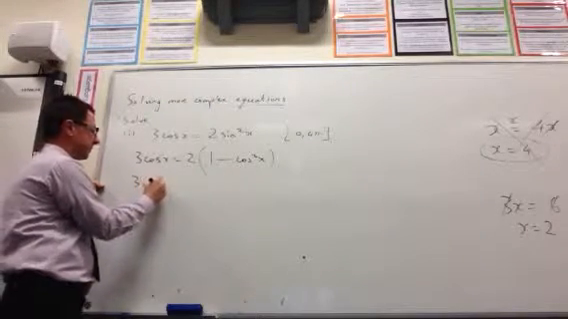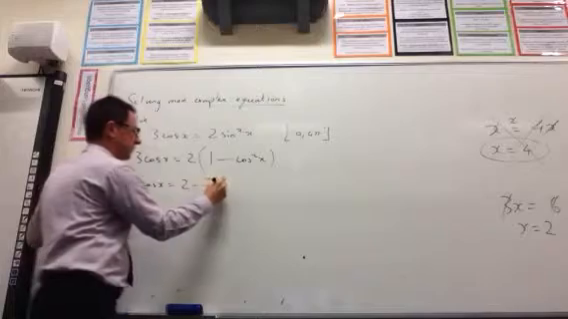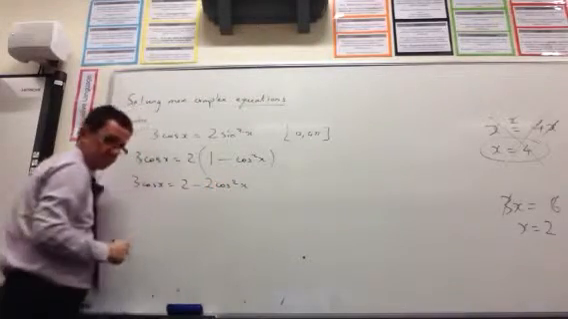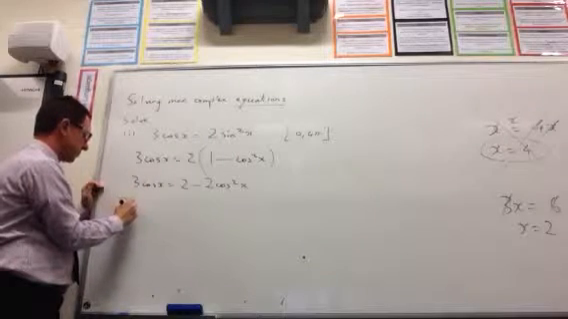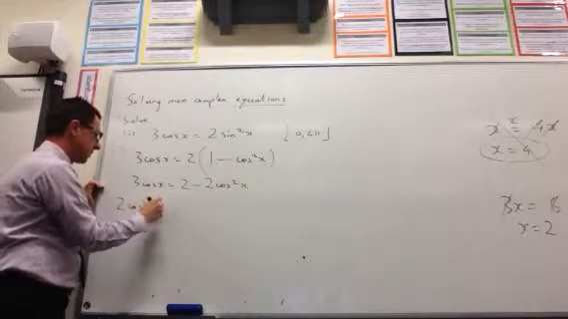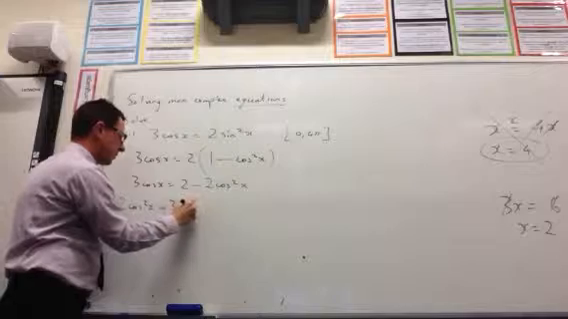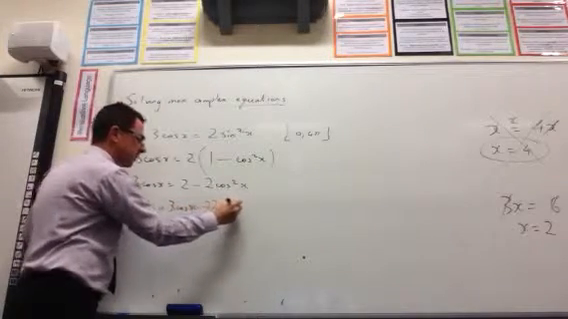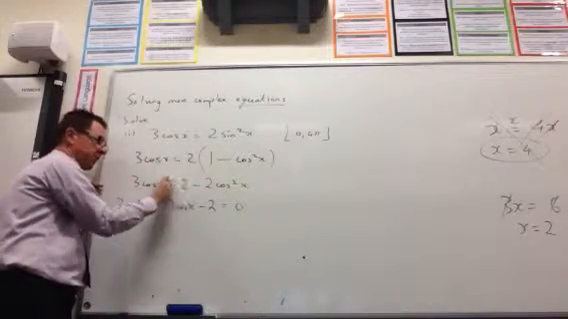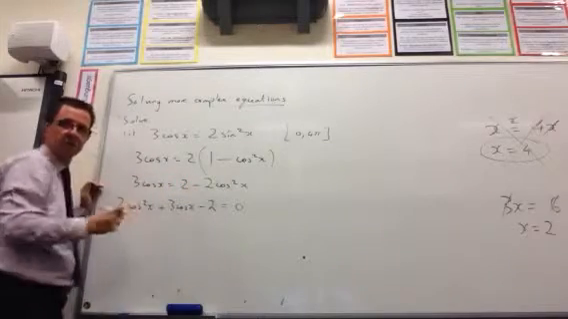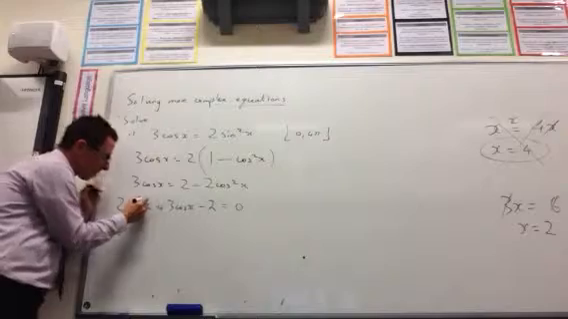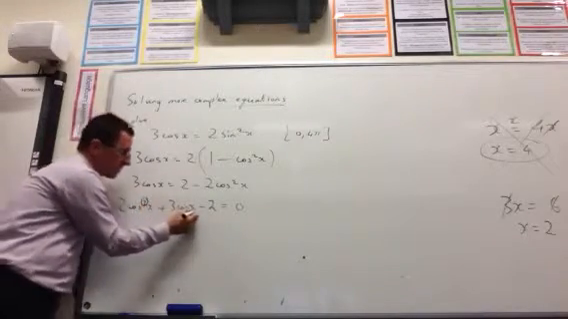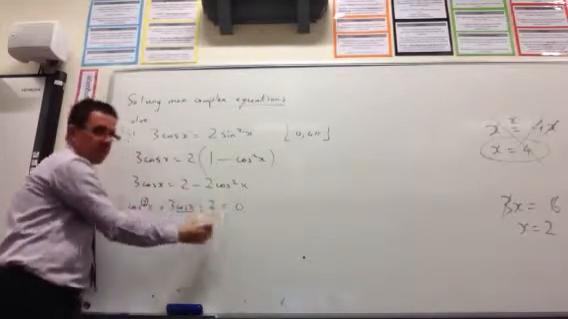Expand. Let's bring it all to one side. 2 cos squared x plus 3 cos x minus 2 equals 0. So I brought that one over and that one over, all sitting on the same side. Something squared, something normal, and a number.